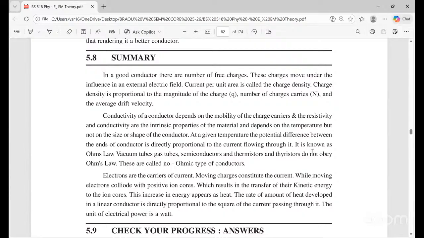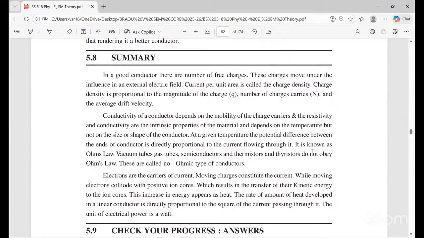At a given temperature, the potential difference between the two ends of the conducting material is always proportional to the current I passing through it. Okay. So it is known as Ohm's law, and a material that obeys Ohm's law is an ohmic material. If it doesn't obey Ohm's law, those are called non-ohmic materials. Okay. So vacuum tubes, gas tubes, semiconducting thermistor, thyristor do not obey Ohm's law. These are the non-ohmic type. Okay.